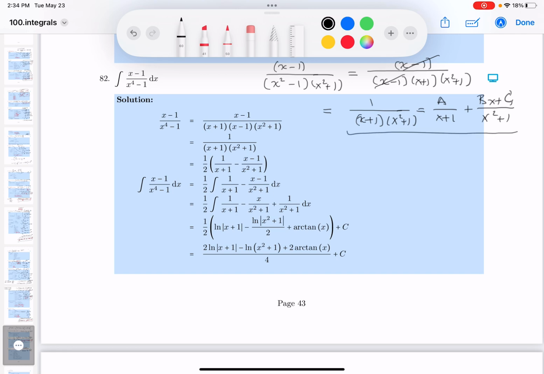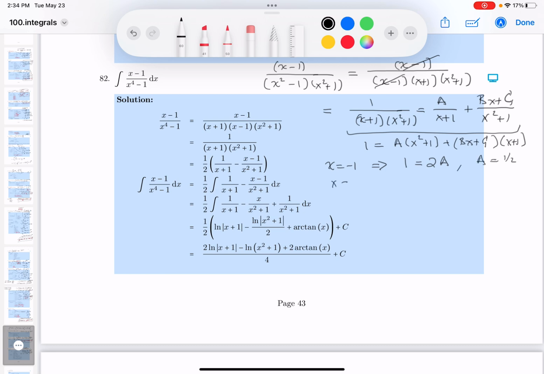I'm working with this now, by the way. You get 1 equals A times x squared plus 1 plus Bx plus C times x plus 1. I'm going to pick x to be minus 1. And what does that give me? That gives me 1 on the left side. I would get 2A, and then that second term is going to disappear. So A is a half.